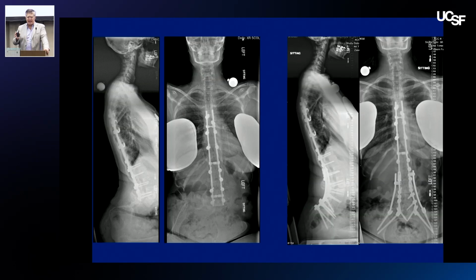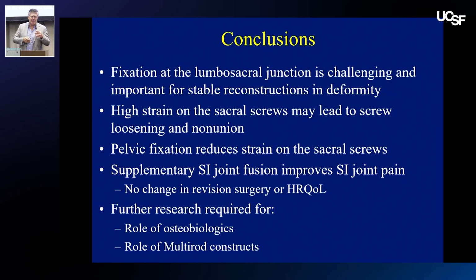And this is one, again, I repaired with a 4-rod construct. So 2 S2AI screws, 2 iliac screws, 4 rods. So in conclusion, I think that fixation in the lumbar sacral junction is challenging.